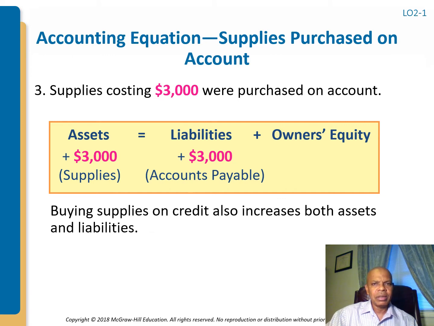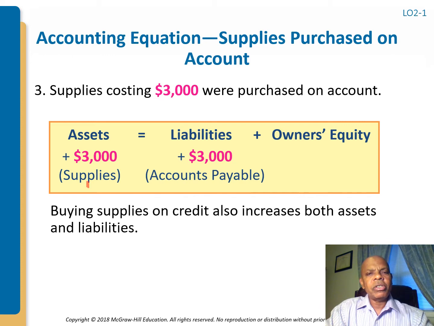Supplies costing 3,000 were purchased on account. Now what happens when you say on account, which means we don't pay money. We buy the supplies paying later, or promise to pay later. That's what we mean by on account. The supplies costing 3,000 were purchased on account. What's going to happen to the accounting equation?